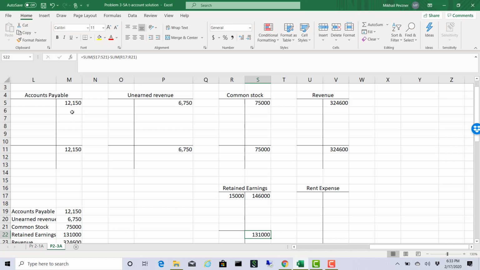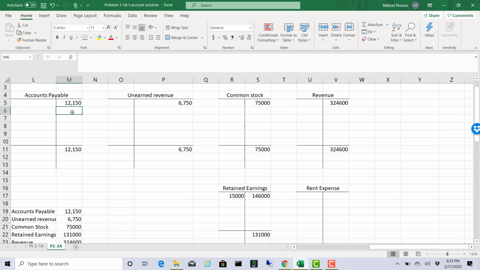I would not recommend using a separate dividends account because then it needs to be closed to retained earnings anyway. So why, just to make your life harder? If you do it, then you have to transfer it over to retained earnings when you do the closing. So I just do it right away.